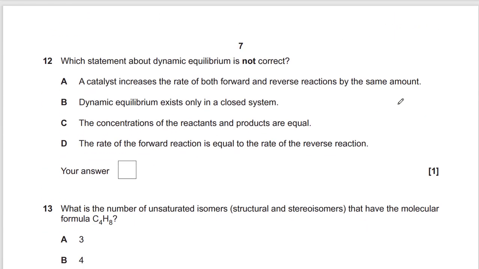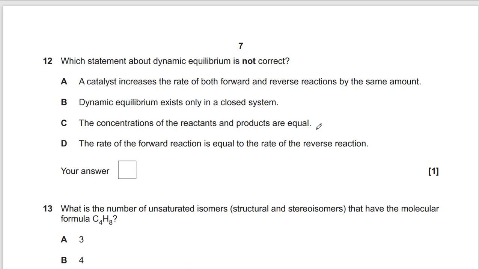Going on then to question 12. Nice straightforward question on dynamic equilibrium. All you've got to do is go through the statements and figure out which one is wrong. So let's take each statement on its merits. For A, a catalyst increases the rate of both forwards and reverse reactions by the same amount. I have no issue with that statement. That is correct. This is why a catalyst doesn't change the position of equilibrium, because the rate of the reaction going forward speeds up by the same amount as the backwards one. So I'm okay with that.